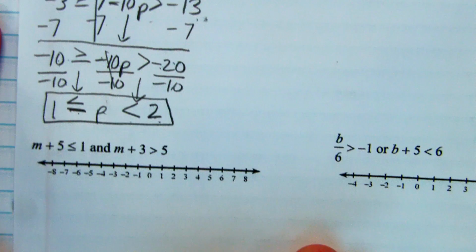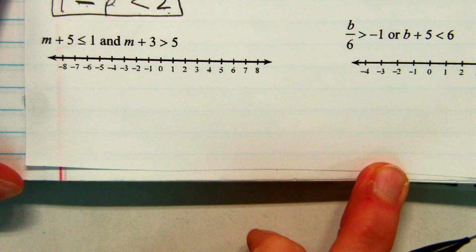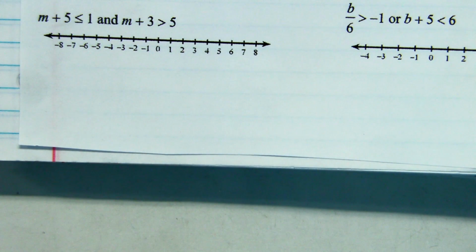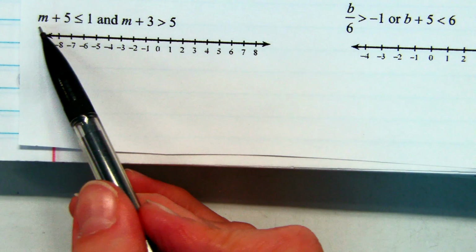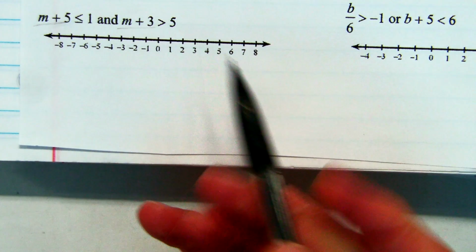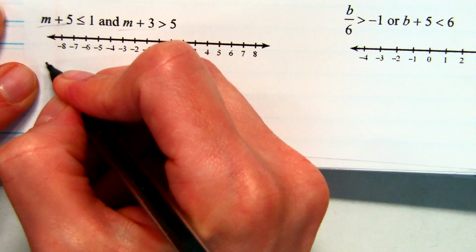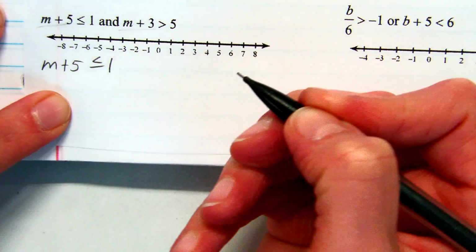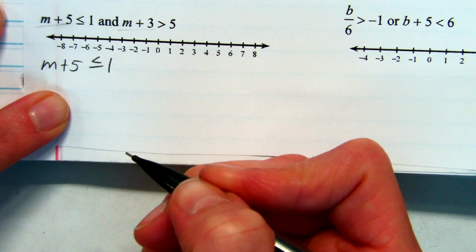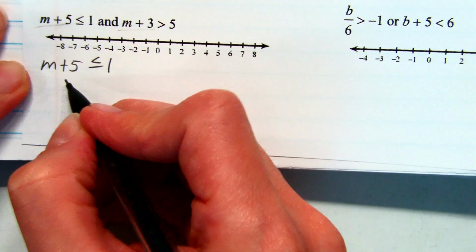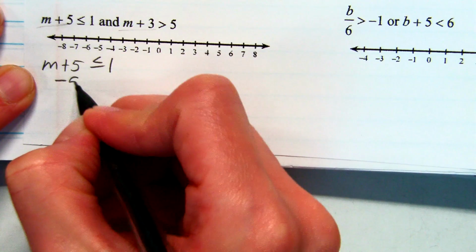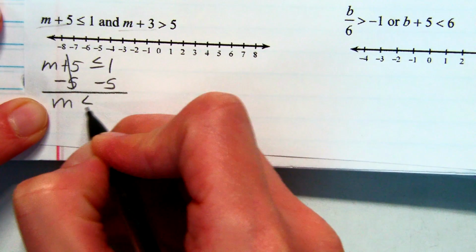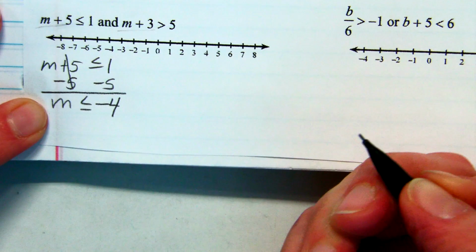Correct. All right, so let's go down to the last one of the ands. So this one is not written as a 3-piece thing, and we cannot combine it because the part with the variable is different. So what we have to do is solve these separately. So I have m plus 5 is less than or equal to 1. How do I solve that? You would subtract, yeah, so we'd subtract 5. Good. And so I'd have m is less than or equal to negative 4.